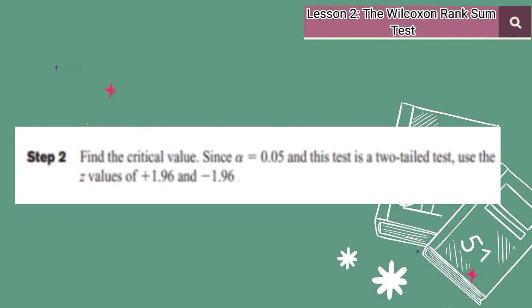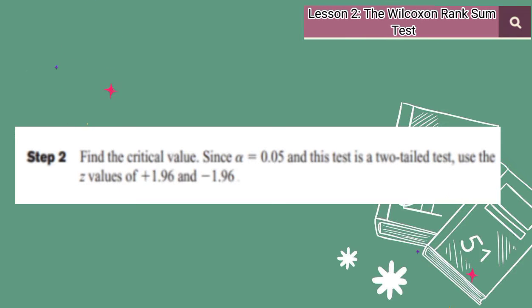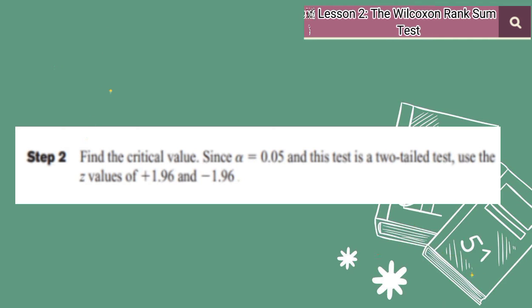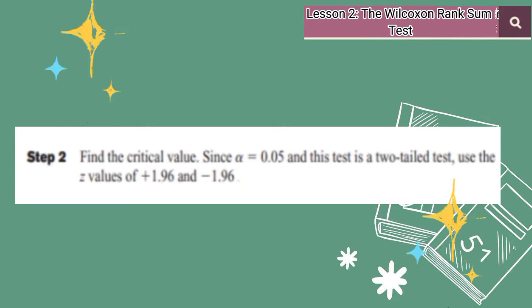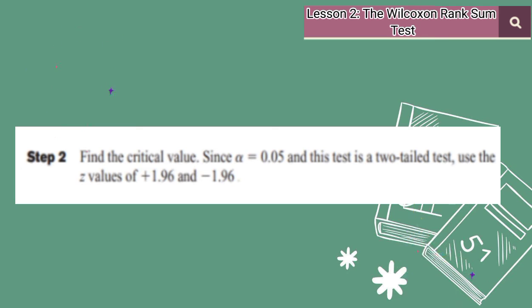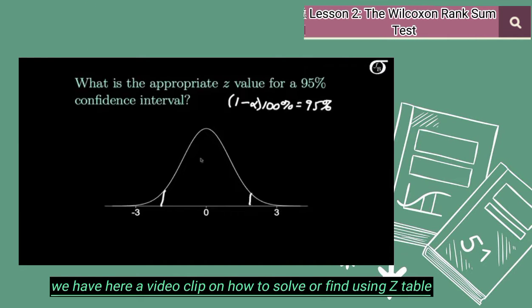After we state the hypothesis and identify the claim, let's proceed to step 2. Find the critical value. Since alpha is equal to 0.05 and this test is a two-tailed test, use the z-values of positive 1.96 and negative 1.96. Here is a video clip on how to find the positive 1.96 and negative 1.96 using the z-table.